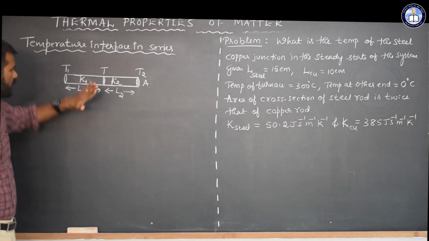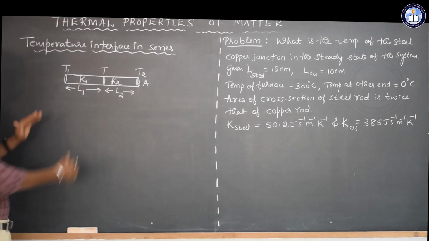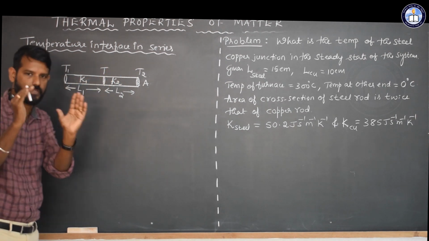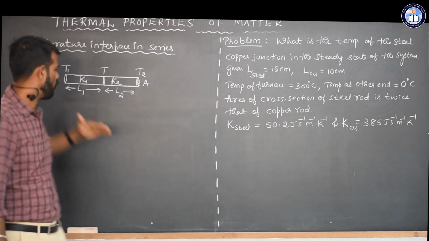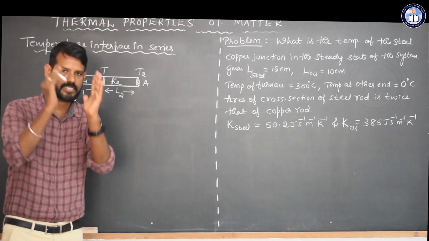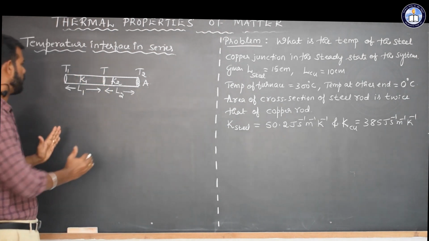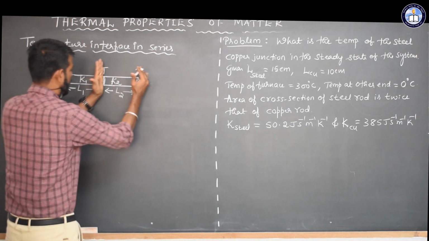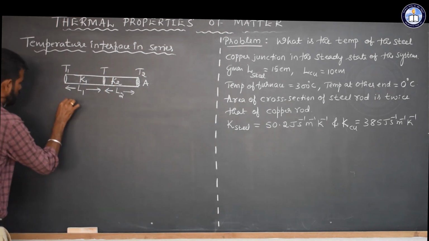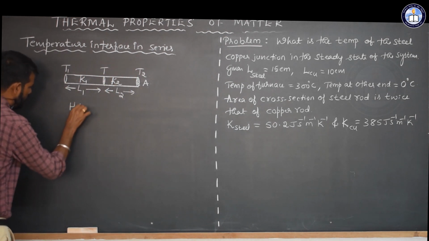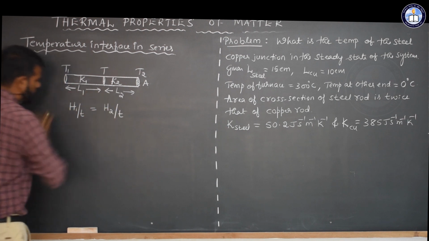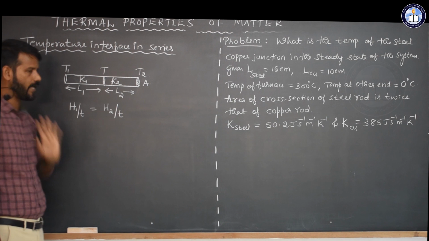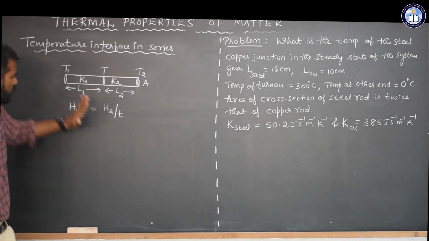We can calculate that by using the idea that in a series combination, the heat current flowing through the conductor is the same at each and every point. That means the heat current in the first rod and the second rod will be the same. So H1 by t is equal to H2 by t. Heat current is the same in both the rods.